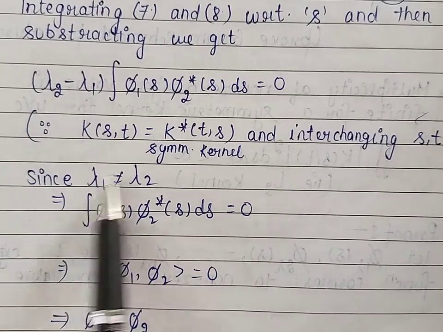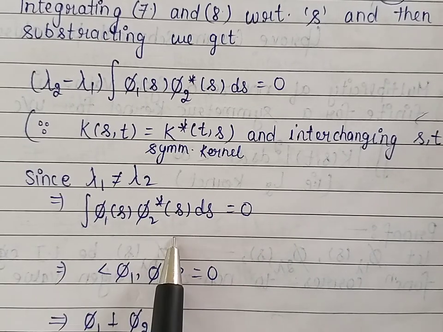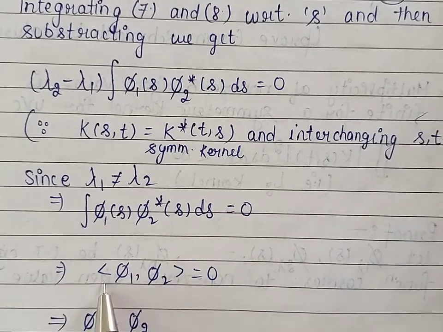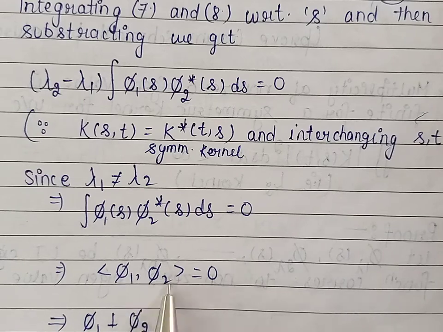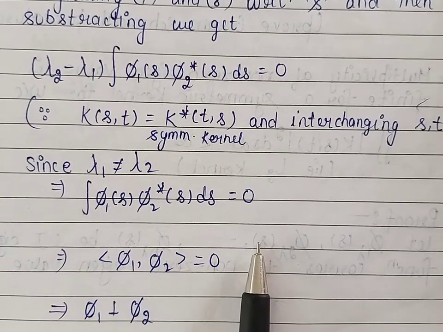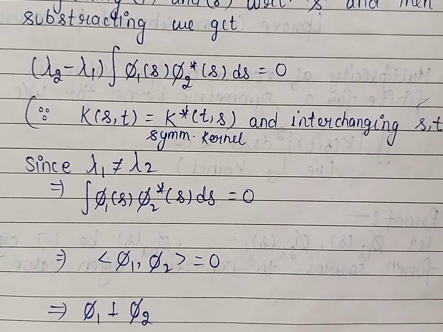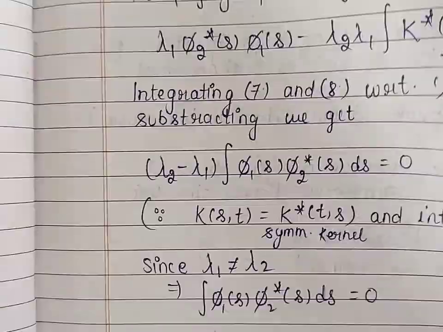Now by definition, this is the inner product of function phi 1 with function phi 2. So we get the inner product of phi 1 with phi 2 is 0. And we know that if the inner product of two functions is 0, the functions are orthogonal. So this proves the property that for a symmetric kernel, the eigenfunctions corresponding to different eigenvalues are orthogonal. Now let us discuss the third property.